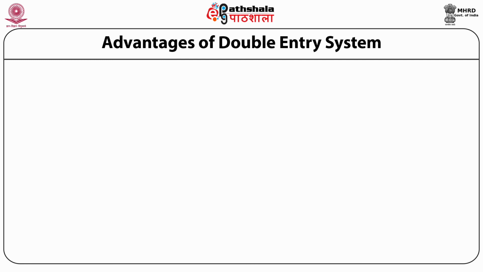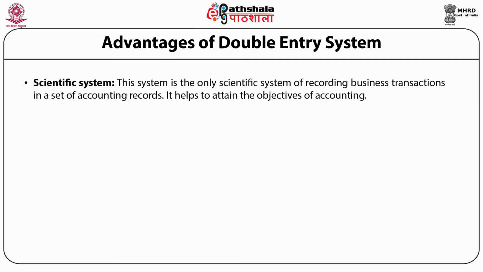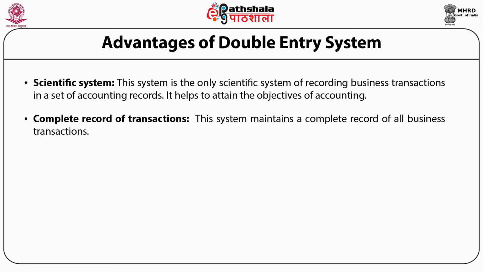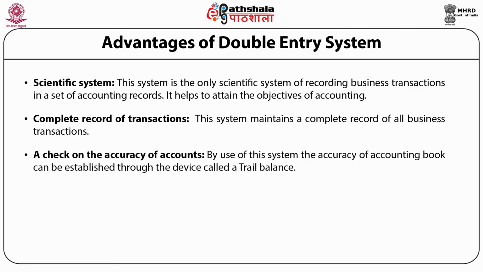Advantages of double entry system. Scientific system. This system is the only scientific system of recording business transactions in a set of accounting records. It helps to attain the objective of accounting, complete record of transactions. This system maintains a complete record of all business transactions. A check on the accuracy of accounts. By use of this system, the accuracy of accounting book can be established through a device called a trial balance.